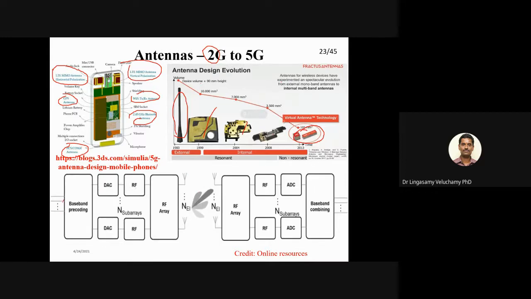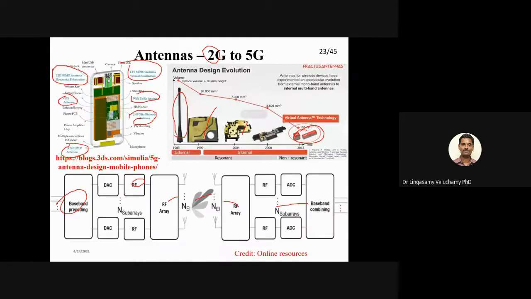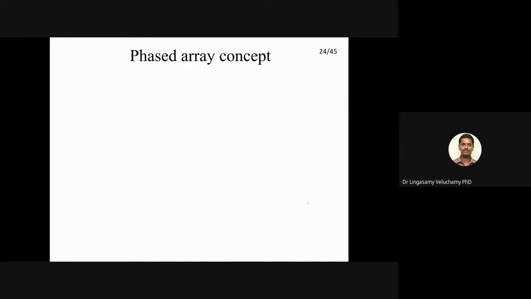Initially, we have baseband processing. Then the digital-to-analog converter, then the RF front end, then the RF antennas. It is transmitted and received by the RF array, then processed. This is how any RF communication happens. Now, as we said, in 5G we are going to use a phased array concept, the massive MIMO array concept, where beam switching and beamforming happen, right?